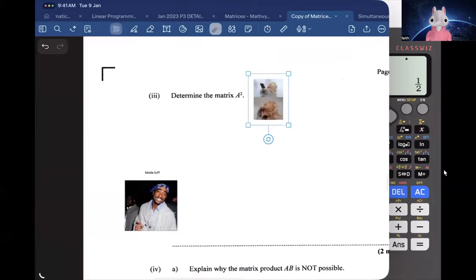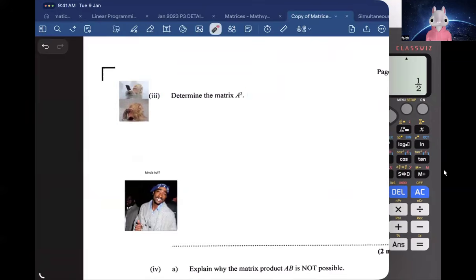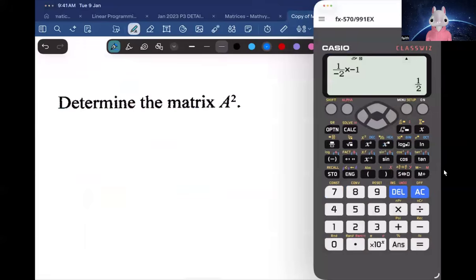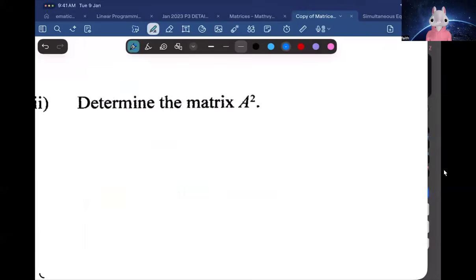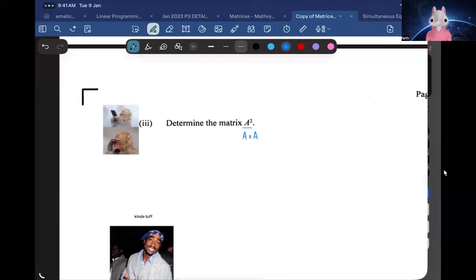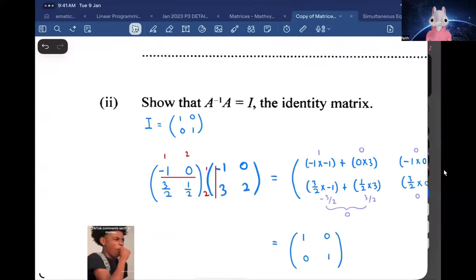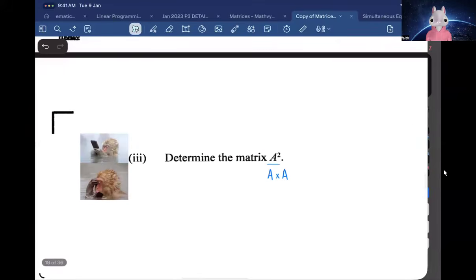So we're not finished yet. They want us to determine the matrix A squared. Now, if it's A squared, what do you think A squared means? What by what? It'll be A by A, sir. Like it literally just means A by A. So all you're doing is taking matrix A and multiplying it by matrix A. So this is matrix A over here, and you're just going to take this and multiply it by itself.